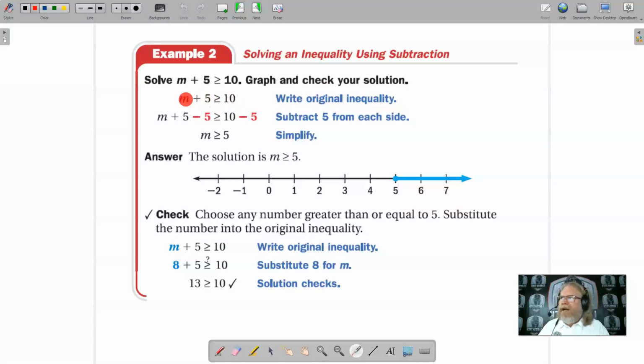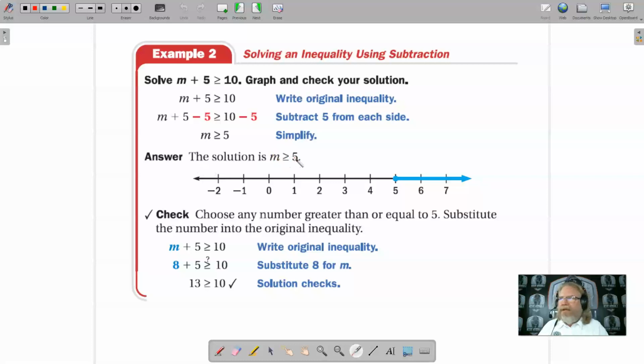So the 5 is tied to the m through addition. So we're going to subtract the very number we wish to get rid of, which is the 5. So we're going to add negative 5, and what we do to one side, we do to the other. The positive 5, negative 5 are going to cancel each other, leaving us with just m. 10 minus 5 is 5. And so we end up with m is greater than or equal to 5. So the solution is m is greater than or equal to 5.